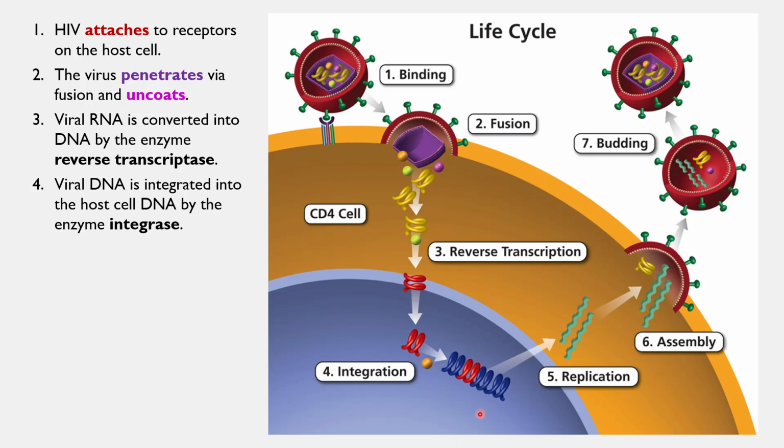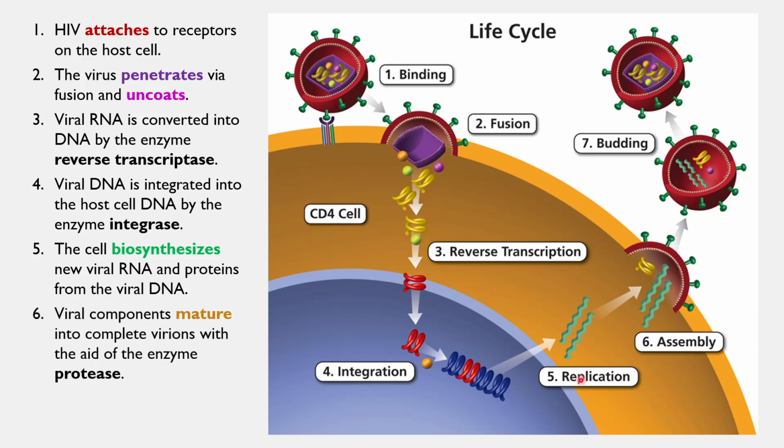Next, the human chromosome will undergo regular biosynthesis, it will be replicated, and the genes will be transcribed and translated to create new viral proteins. The pieces of new HIV virus will be assembled through maturation with the assistance of another enzyme called protease. And lastly, new HIV virions will be released from the host cell through budding.